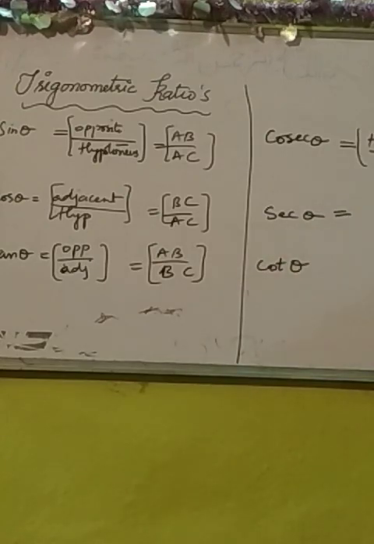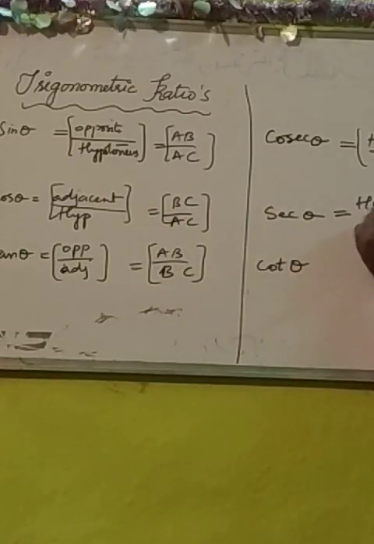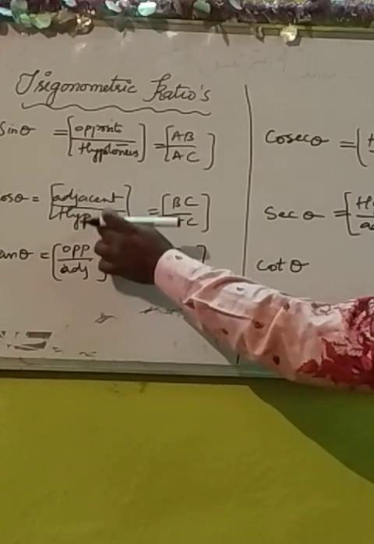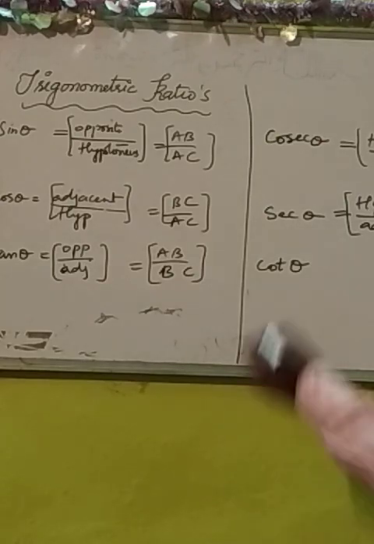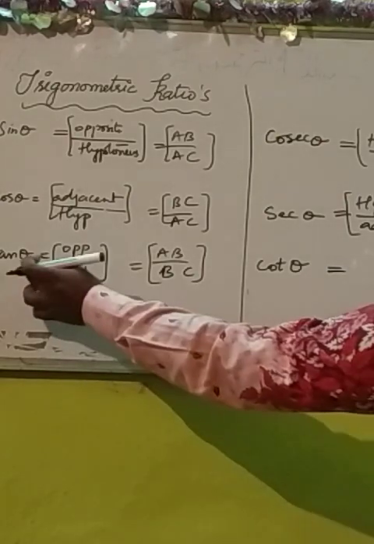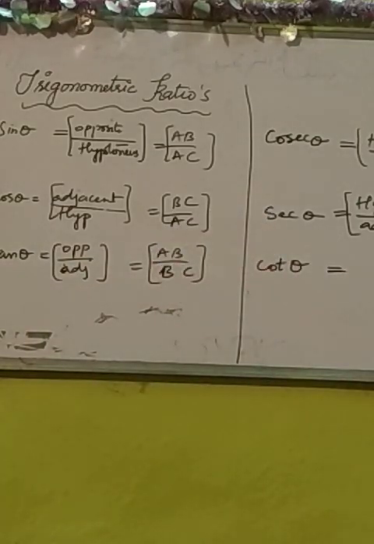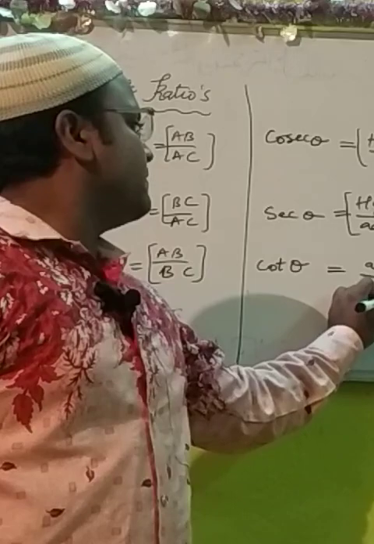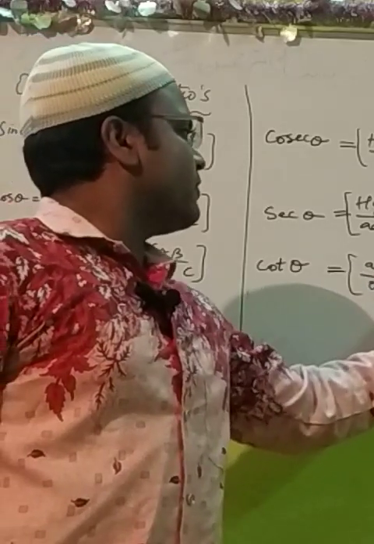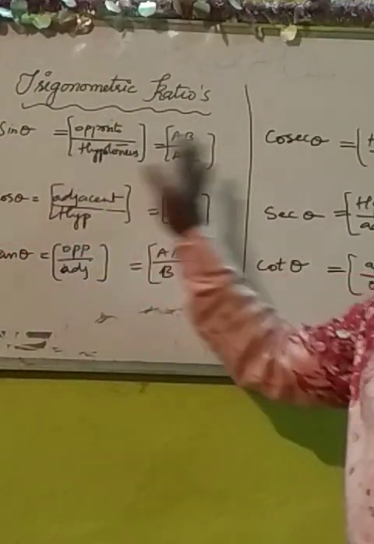Similarly, I need to write secant theta. To write secant theta, I'll take hypotenuse by adjacent. So what can I write for this as one more parameter? 1 by cos theta. Likewise, we have cot theta. What is cot theta? Reverse of tan theta. What is tan theta? Opposite by adjacent. So the reverse value I can write as adjacent by opposite, or 1 by tan theta. So based on this, these are our 6 types of trigonometric ratios.